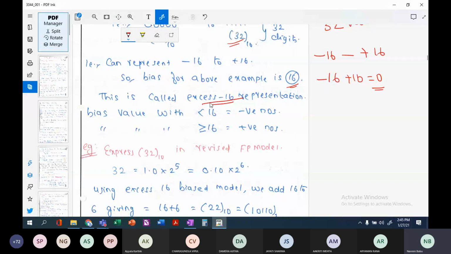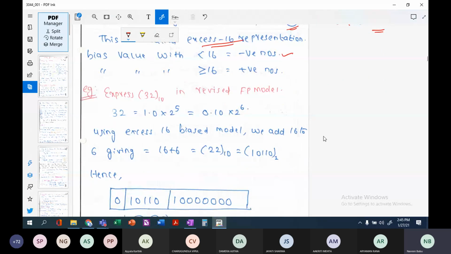You might wonder what this new format is. We are going to see all these things later. This kind of format is called excess 16 representation. Here, stored values less than 16 are negative numbers and stored values more than 16 are positive numbers. Quickly, in maybe 5 more minutes, we will do one example, and then we will move on tomorrow, Friday, with some improvement in this particular model.